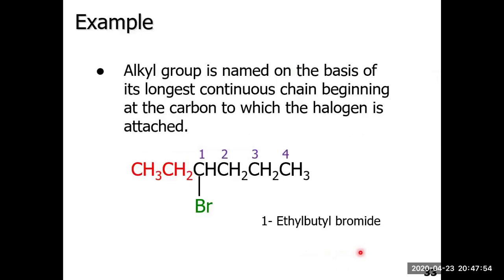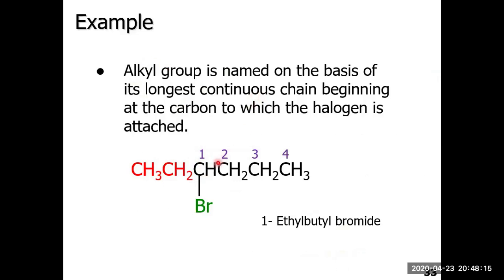Now, in functional class nomenclature, the alkyl group is named on the basis of its longest continuous chain, beginning at the carbon to which the halogen is attached. So be careful with this one, okay? So number the chain starting at the carbon to which the halogen is attached. This is only true for functional class nomenclature.